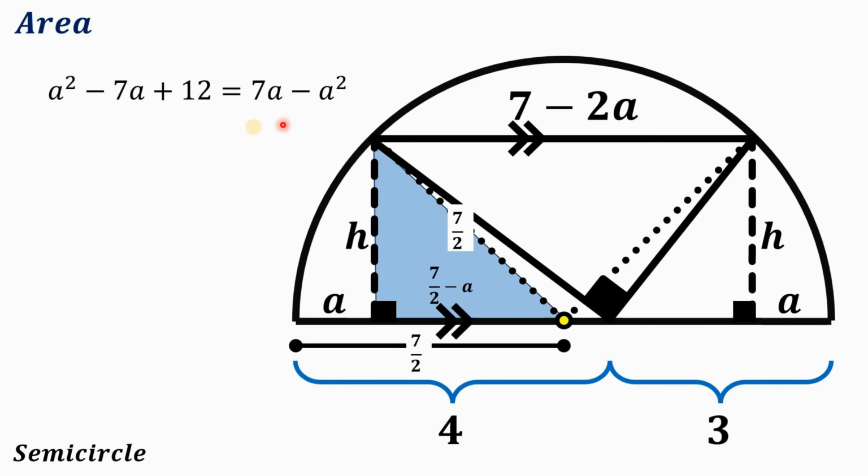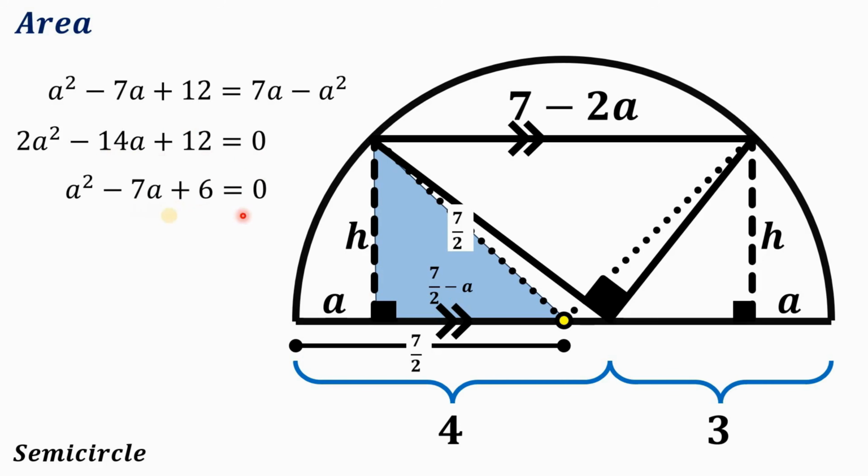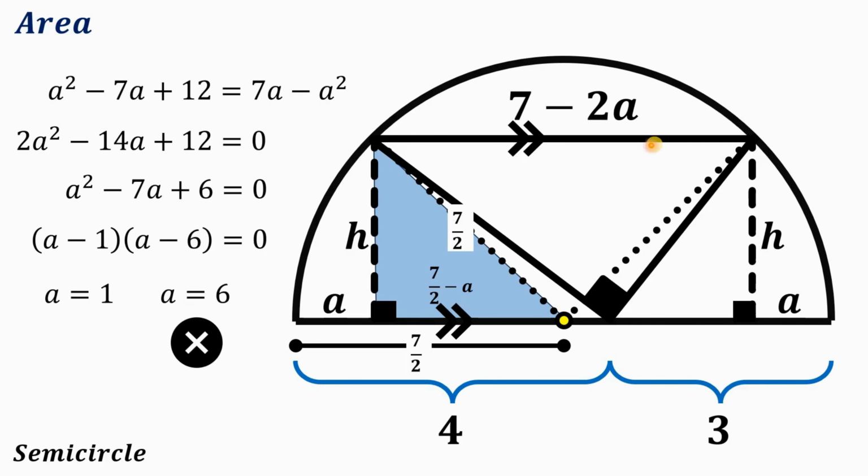And now, solving this equation in terms of A, combine like terms, and we get 2A squared minus 14A plus 12 equals 0. Divide both sides by 2, we get A squared minus 7A plus 6. Factor this quadratic equation, we have A minus 1 and A minus 6. And since it is equal to 0, it follows that at least one of them must be equal to 0. So we can set A minus 1 equal to 0, we get A equals 1, and A minus 6 equals 0, we get A equals 6. But A cannot be equal to 6, because if A is 6, 7 minus 2A is a negative number, and we don't want a negative side. Therefore, A equals 6 is not possible. In short, the value of A simply equals 1.